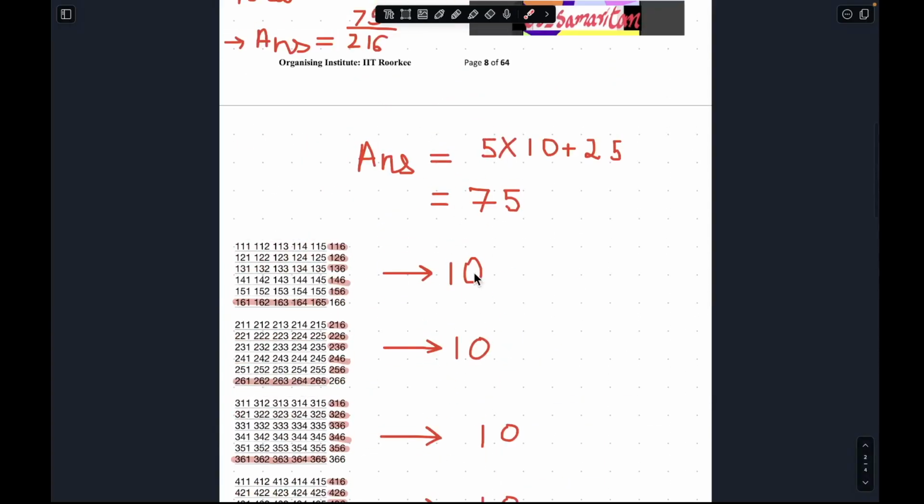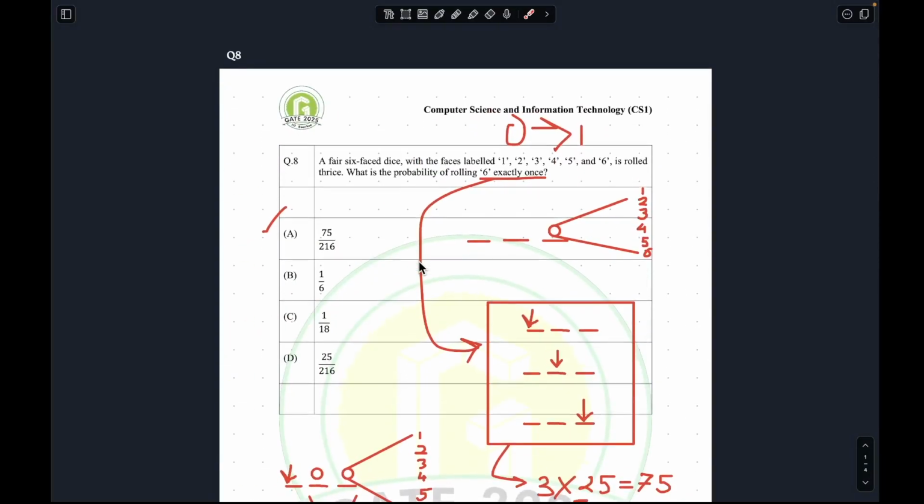I will provide the link for this PDF. Go through it if you have not yet understood, and I do think that you must have understood it. It's an extremely simple question.